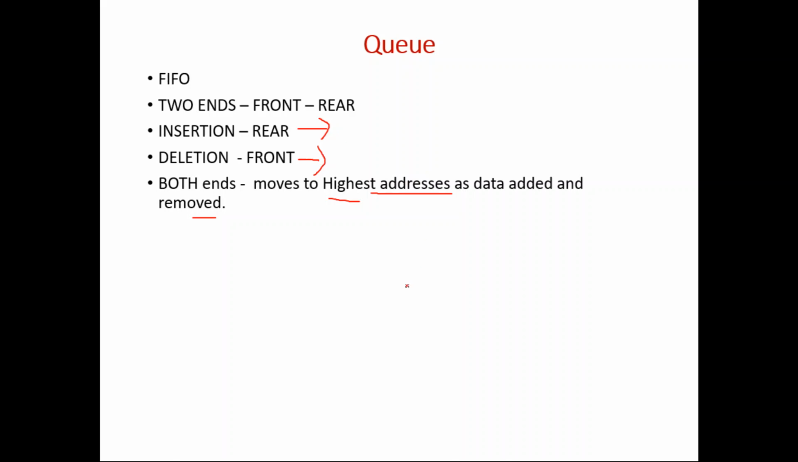Even in the circular queue implementation, if you recollect, initially what will be front and rear as per the data structure understanding? Initially rear and front will be 0. When you add something, rear will keep increasing.